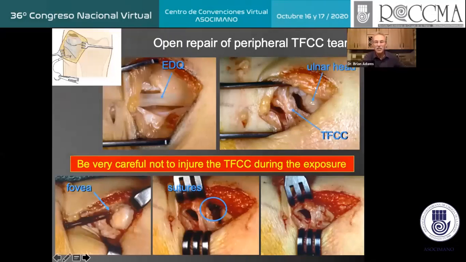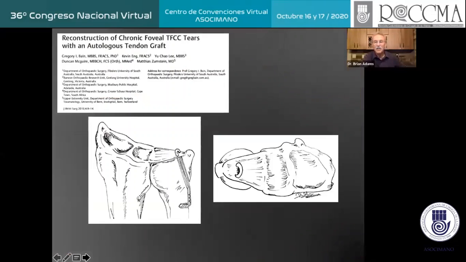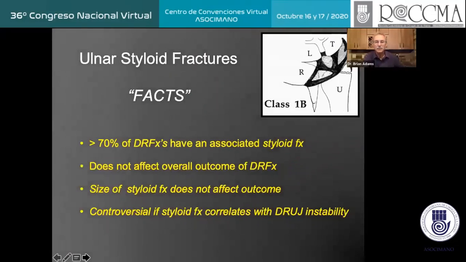Greg Bain introduced the concept of adding augmentation to the TFC repair using a palmaris longus graft. I don't think there are too many indications for this, but it is something to consider if the TFC is otherwise of good integrity, except for its more peripheral margin.